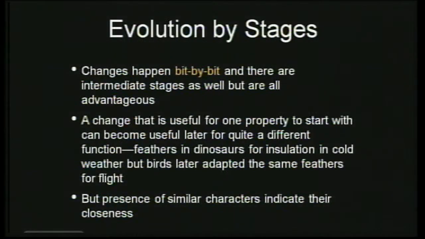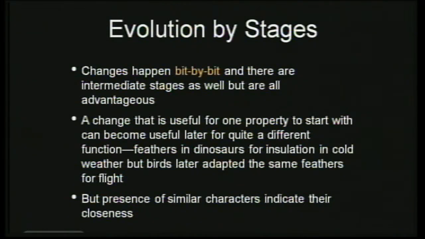So today we will discuss some more about, for example, evolution by stages, how evolution happens. Evolution does not just happen at once. It's not like this group of animals did not have wings and now suddenly the next group of animals have wings and are able to fly. It doesn't happen that way. As you can see in the slide, changes happen bit by bit.